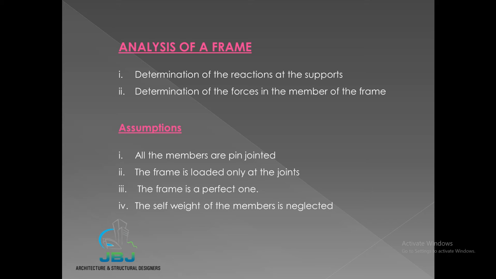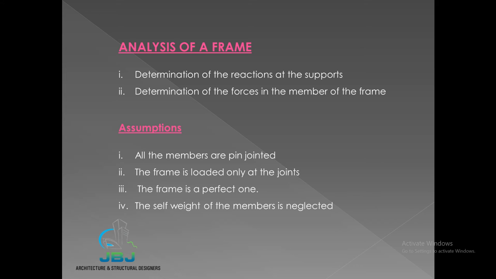So what are they? Here we assume that all the members are pin jointed. So there is no hinge, there is no fixed joint. This is the first assumption. The second assumption is the frame is loaded only at the joints, not other than the joints. Very carefully, these are our assumptions. Sometimes it will happen or not, depending upon the situation that may change. However, our assumption is the frame is loaded only at the joints.